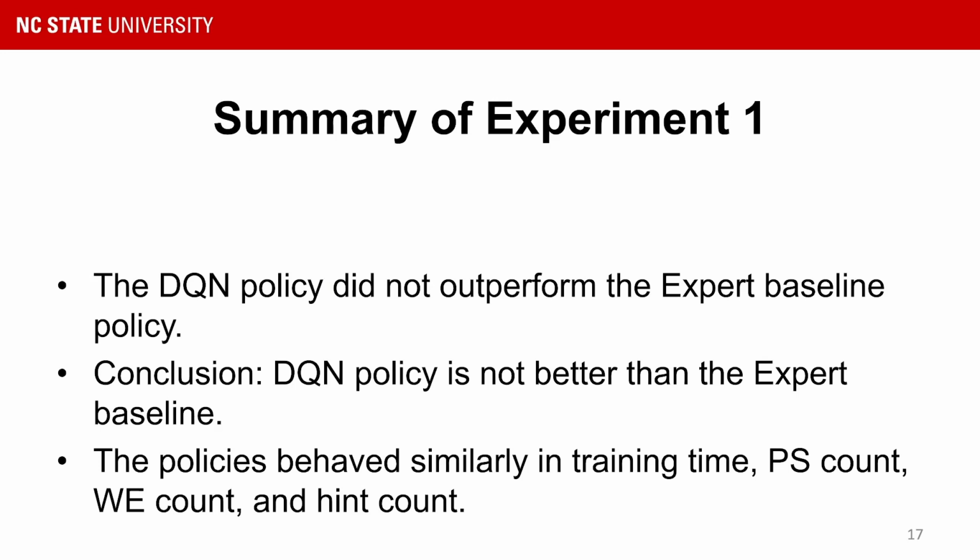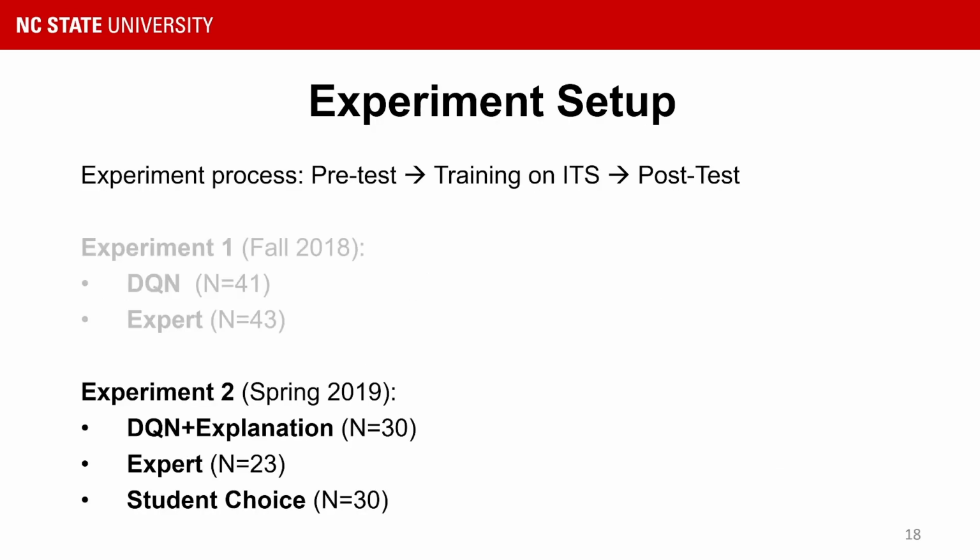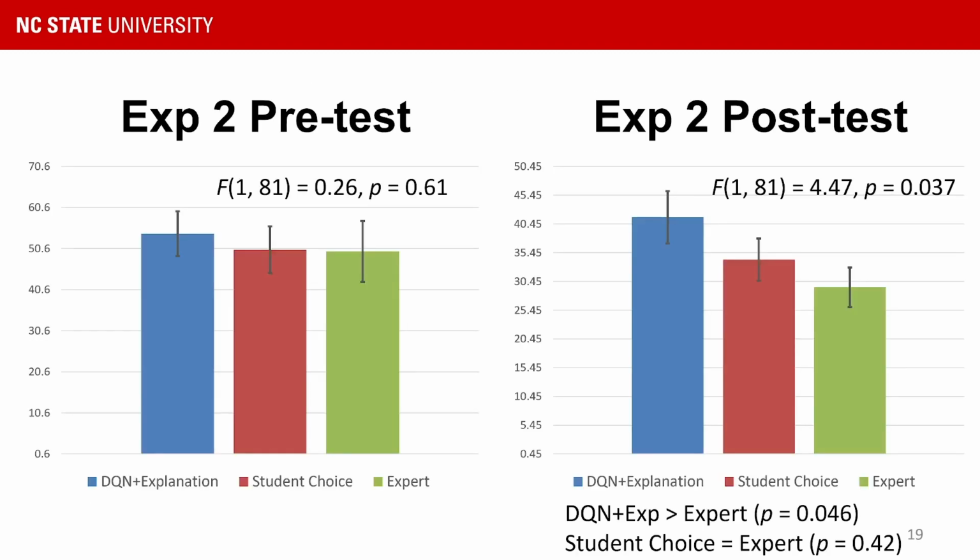Therefore, we conclude that in experiment 1, the DQM policy did not outperform the expert baseline, so the DQM policy is not better than an expert design policy. And the two policies don't show significant differences in the training time, problem-solving count, worked example count, and hint counts. Next, we will show the results of experiment 2, where we tested our communication and agency hypotheses.